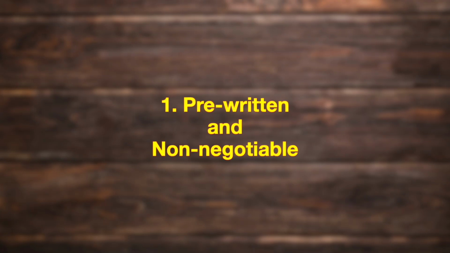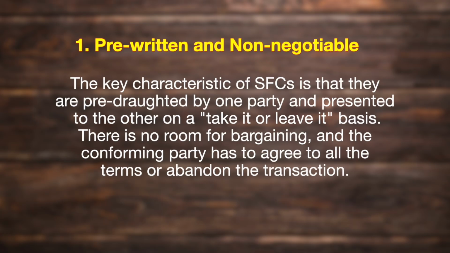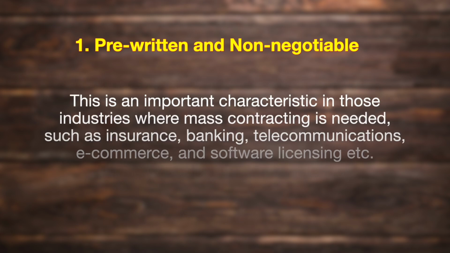First, pre-written and non-negotiable. The key characteristic of standard form contracts is that they are pre-drafted by one party and presented to the other on a take it or leave it basis. There is no room for bargaining and the conforming party has to agree to all the terms or abandon the transaction. This is an important characteristic in those industries where mass contracting is needed. As we have discussed, these industries are insurance, banking, telecommunication, e-commerce, software licensing, etc.